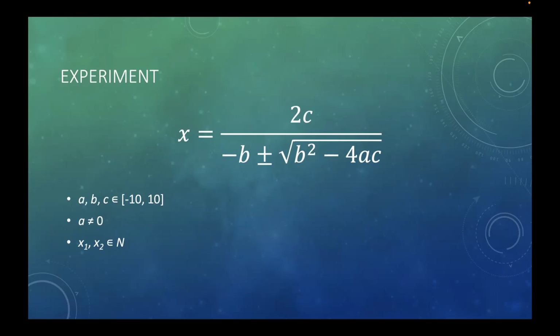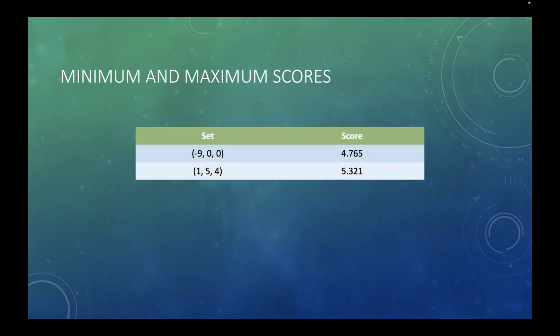Also, specific validation for the result of the solver was introduced. Roots should be integers, the equation can have only one root, and this root can be equal to 0. Minimum and maximum scores found using execution time and memory taken metrics are shown on the table with corresponding sets.